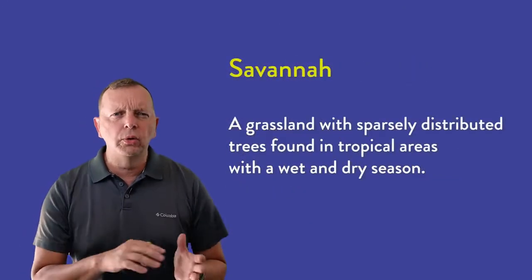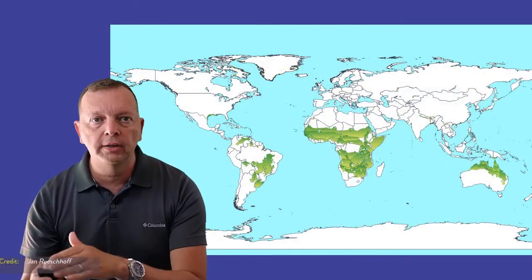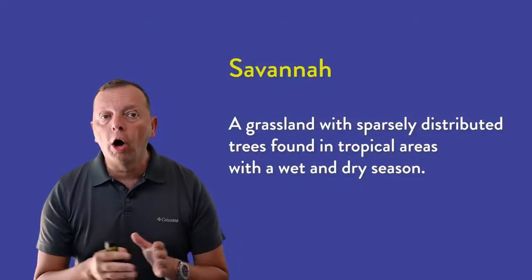When we look at the low latitudes, or the tropics, we find a savanna in those areas that have a wet season and a dry season. Now, unlike a tropical rainforest, a savanna doesn't receive a large amount of rainfall all throughout the year.